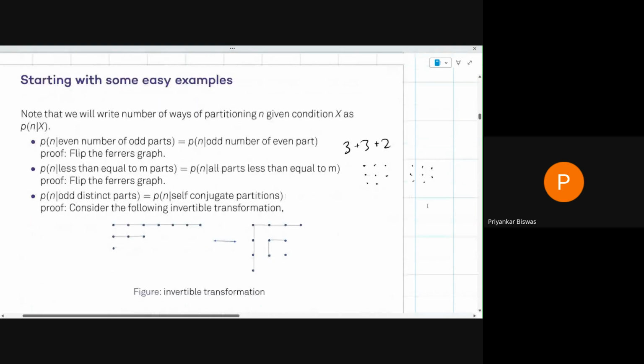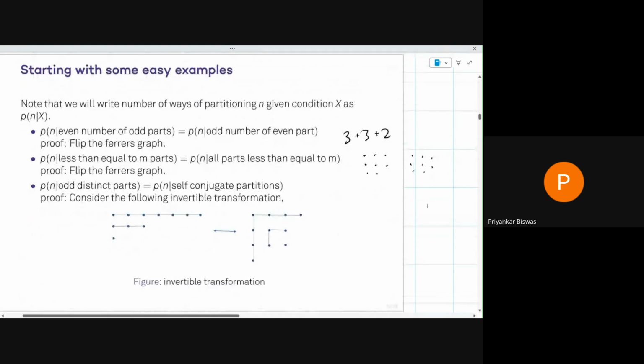So here we have started with some easy examples, like partition of n given even number of odd parts equals partition of n given odd number of even parts. Here we'll flip the Ferrers graphs, and this should give an invertible transformation from one type of partition to the other. Say we have one type of partition, like partition of 7, with even number of odd parts. Oh no, we cannot do it for 7.